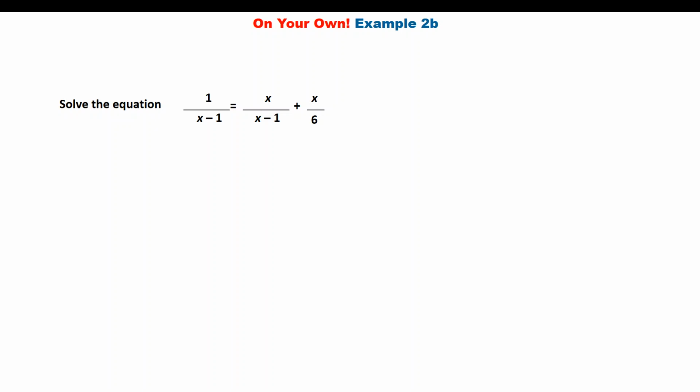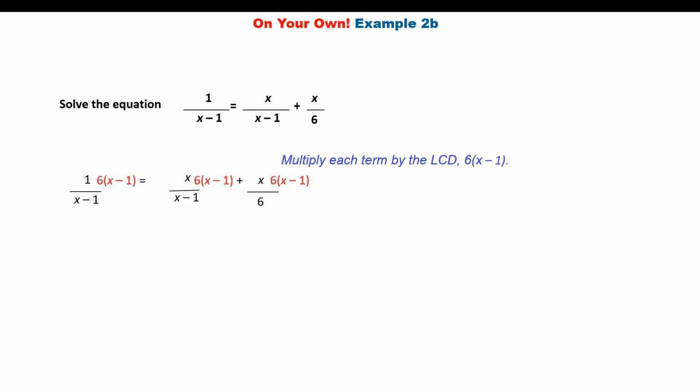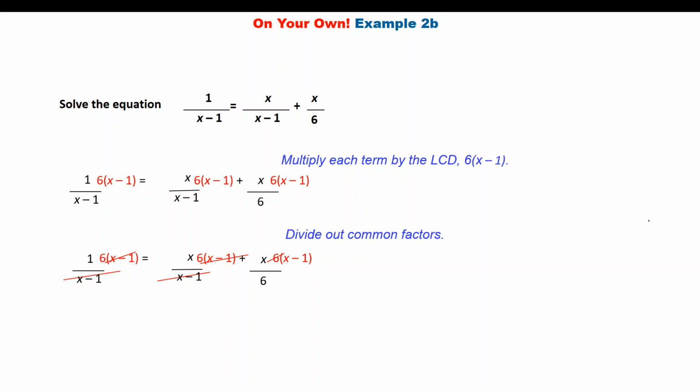All right, so the first thing you need to do is make sure you find the least common denominator, and we can see that it's going to be x minus 1 times 6. So there it is, and we want to multiply each of our terms by our least common denominator. So when I do that, I can go ahead and divide out the common factors. So let's see what they are. I see x minus 1 and an x minus 1. I see an x minus 1 and x minus 1 again, so I'm going to go ahead and divide those out. And then my 6's can get divided out.